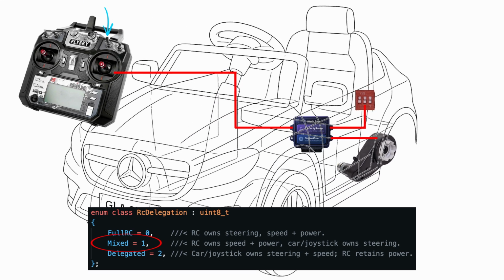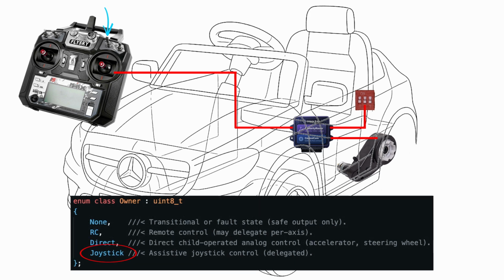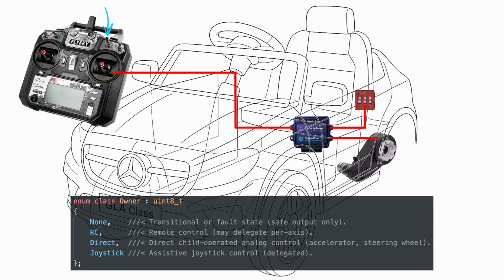Mix mode, or position 1, delegates steering to the car. Power steering and how this is managed will all be addressed in a later episode. Delegated mode, or position 2, gives steering and speed control to the car. Now the gear selector is no longer just information, it actively limits or blocks movement depending upon which setting it is in. Joystick mode will be similar, except this will be for disabled children. We'll also implement this in a later episode.